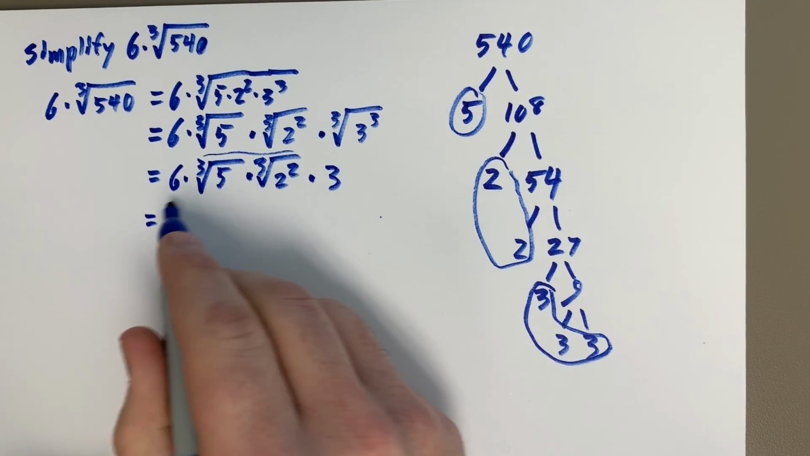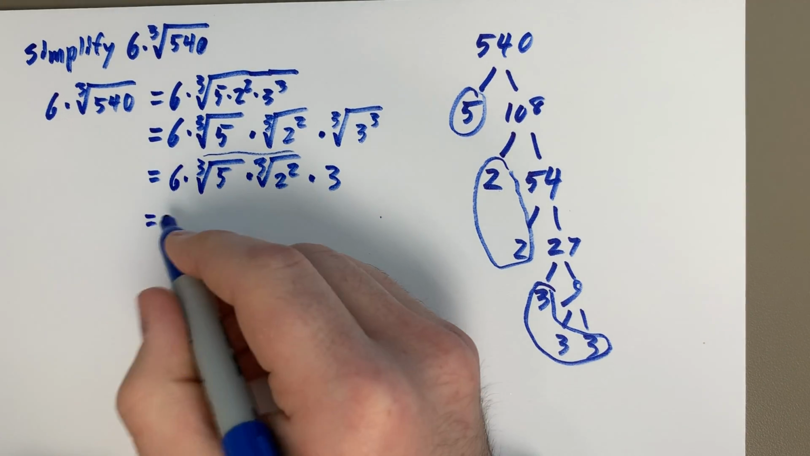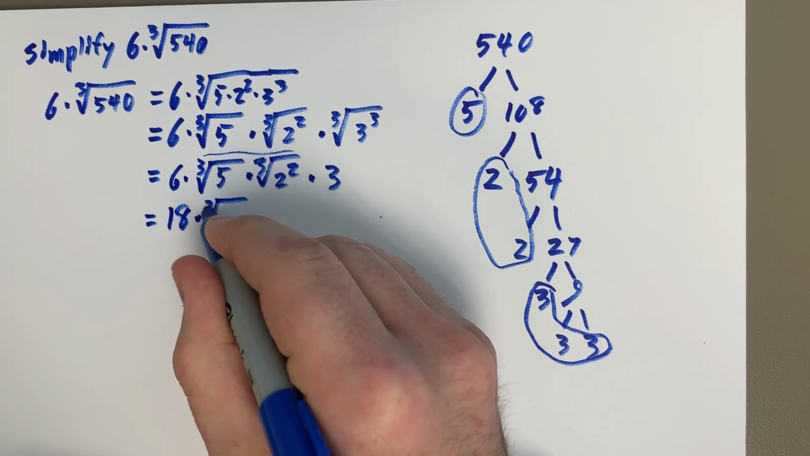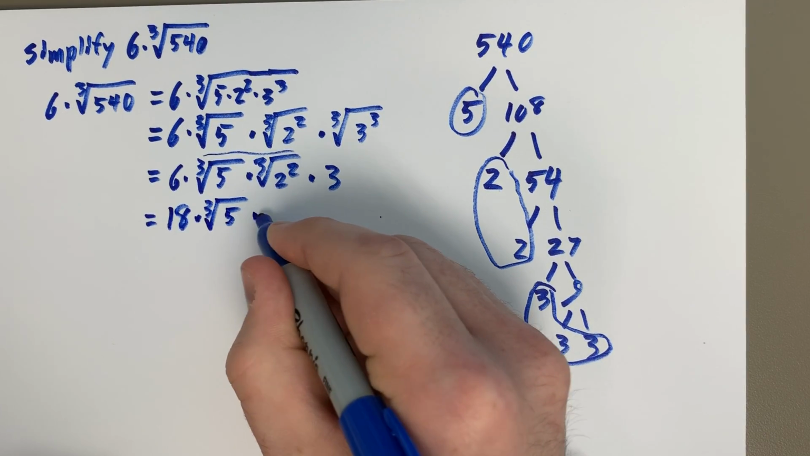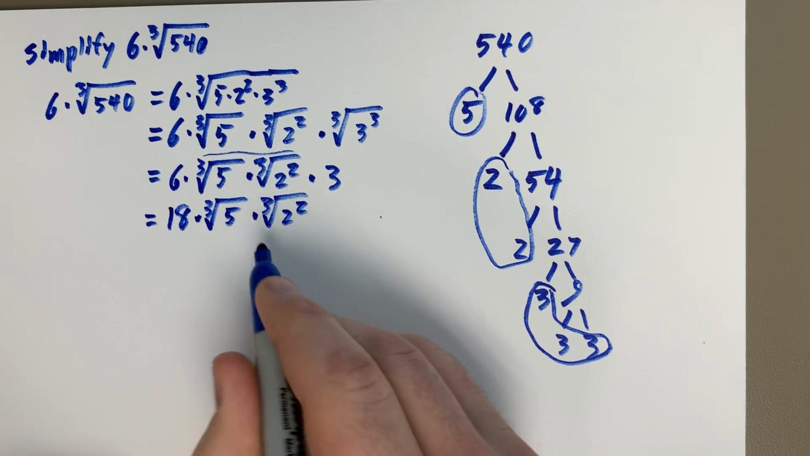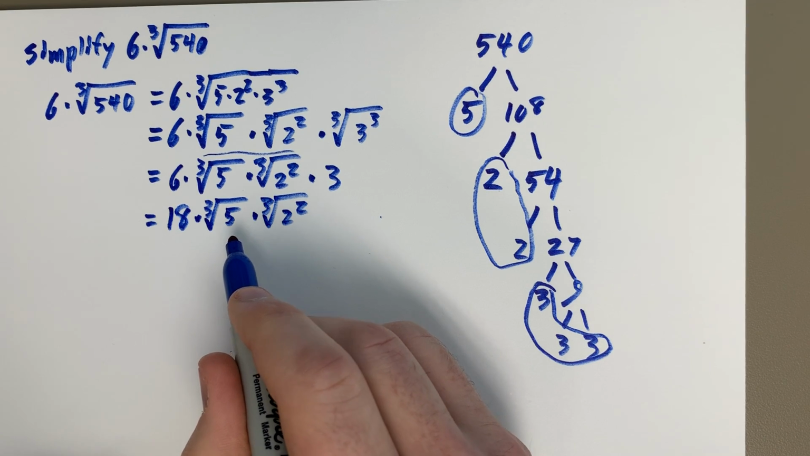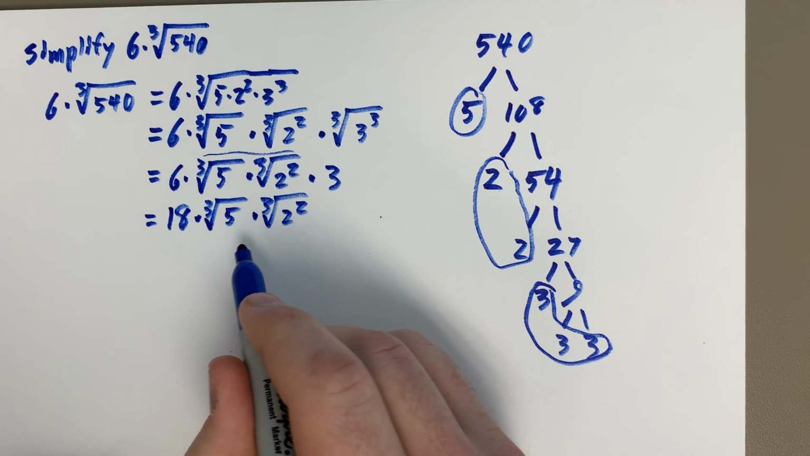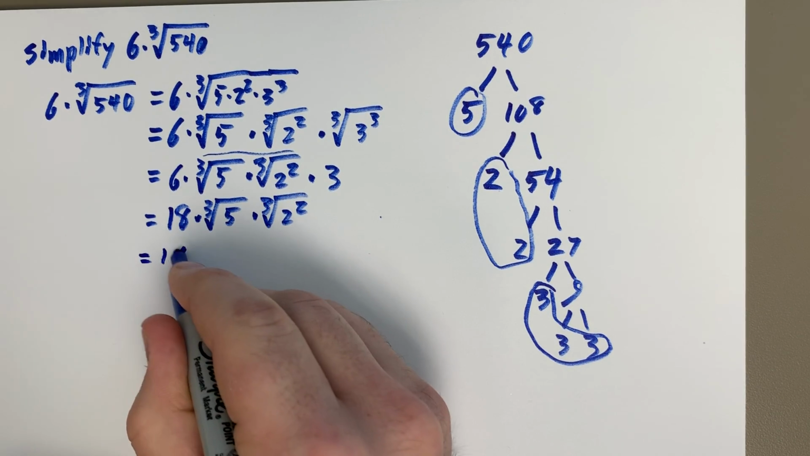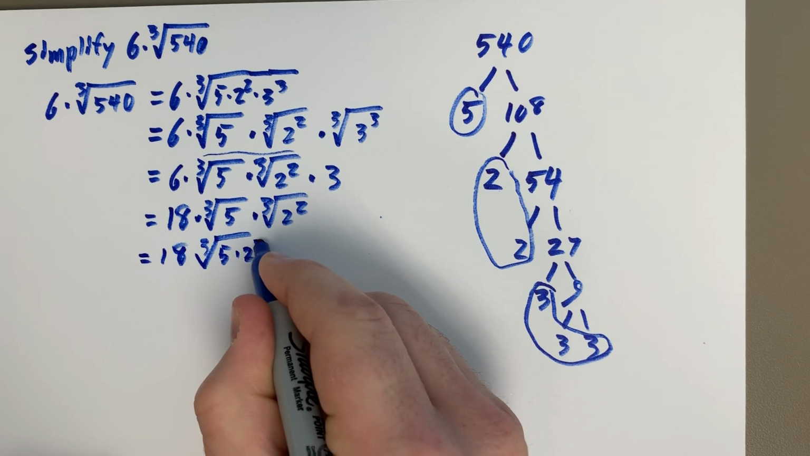Rewriting, since everything's being multiplied and multiplication is commutative, meaning I can swap the order, I end up with 18 times cube root of 5 times cube root of 2 squared. And since these cannot be simplified, I'm just going to recombine them, basically applying the product rule backwards. So like I split it up before, I'll just recombine it now. So this gives me 18 times the cube root of 5 times 2 squared.